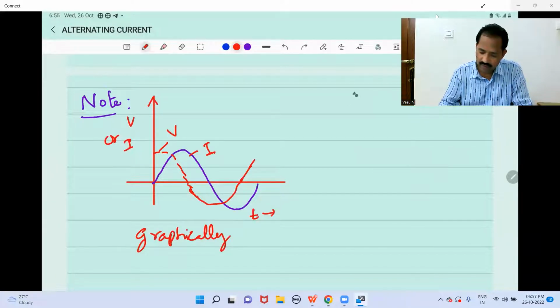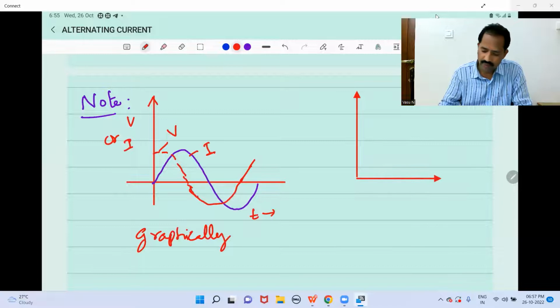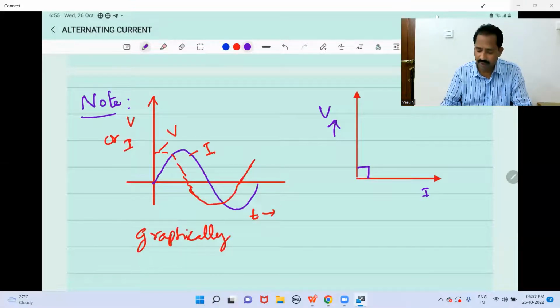See, voltage leads current. Fine. This is how we can represent. This is called V. This is called I. Voltage leads current by pi by 2 radian.